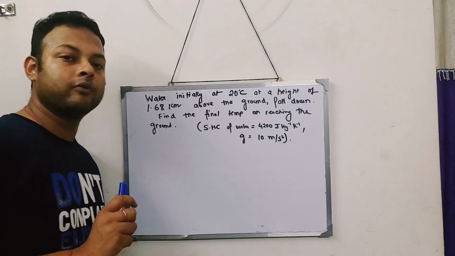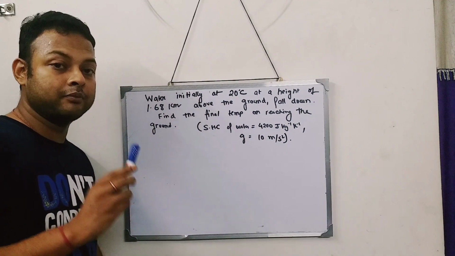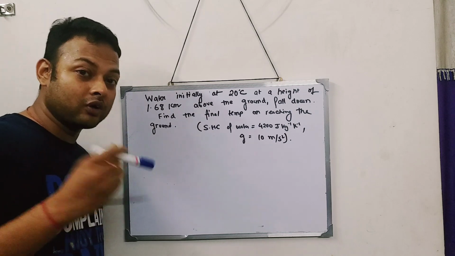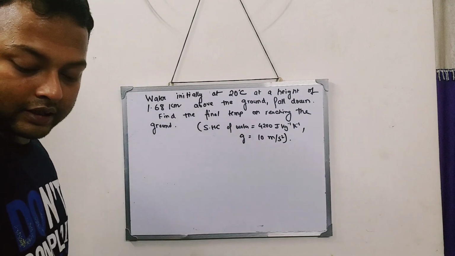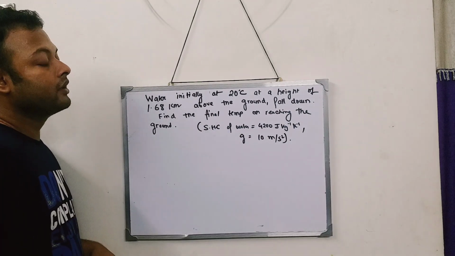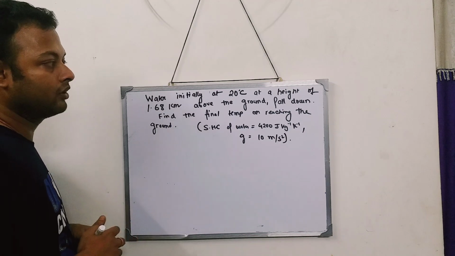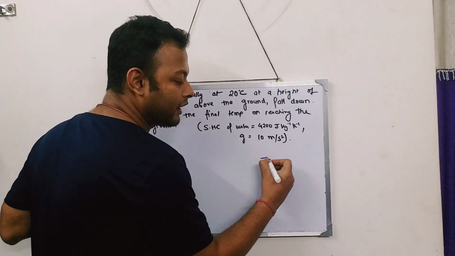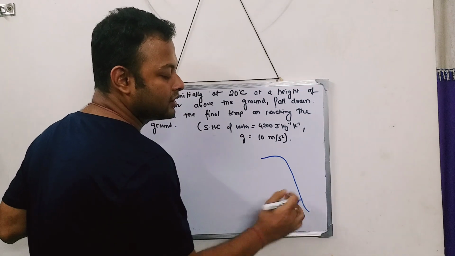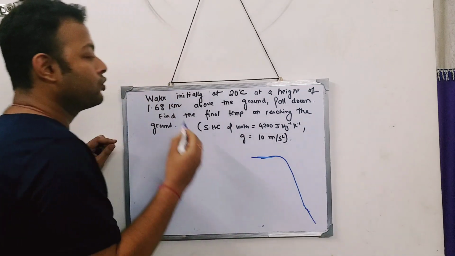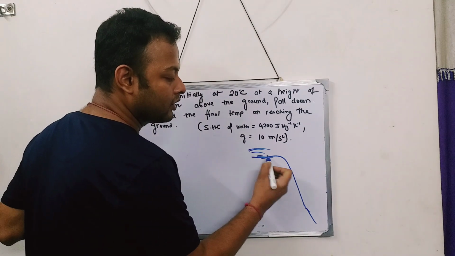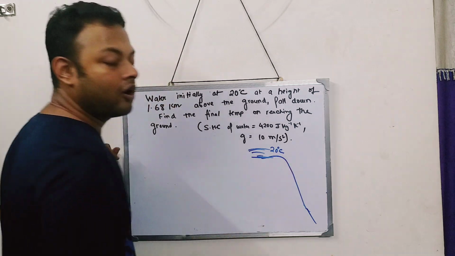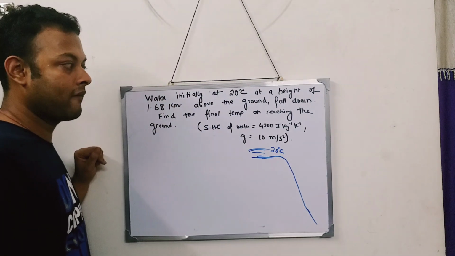Now, look at this sum. This sum is a different concept from the previous sum. Although the sum is very easy, the concept of this sum is very important. So how to explain the sum initially. Initially there is a waterfall, like this. So water initially at 20 degrees centigrade. The water over here is at a temperature of 20 degrees centigrade.